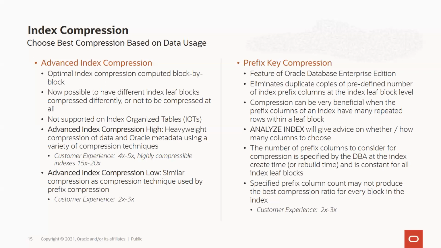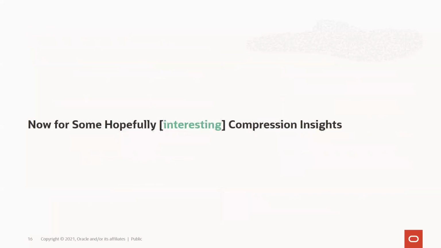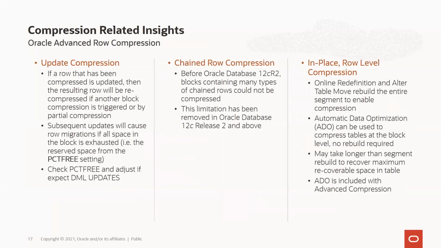If you're looking just at some great index compression, you can't choose between the advanced index compression or prefix key. If you don't have advanced compression, use the prefix key compression. If you do have advanced compression, use the advanced index compression low. They'll both get similar compression ratios, but the database does more of the work for you with advanced index compression versus the free version of the index key compression.